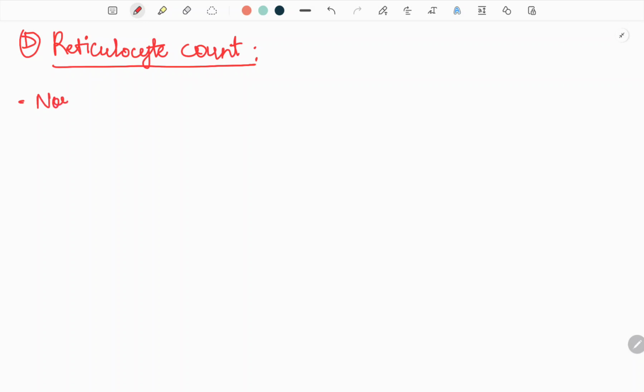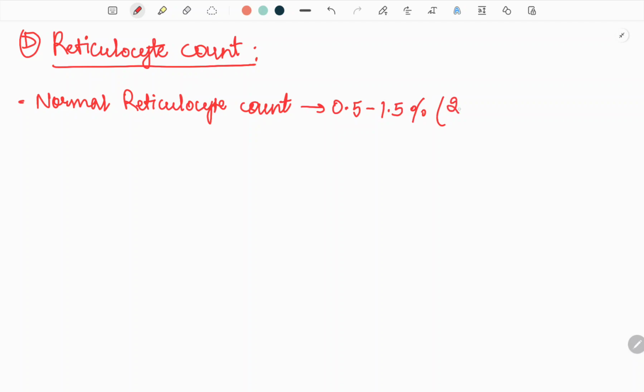See, the normal reticulocyte count is 0.5 to 1.5%. That is between 25,000 to 75,000 per microliter. Okay.